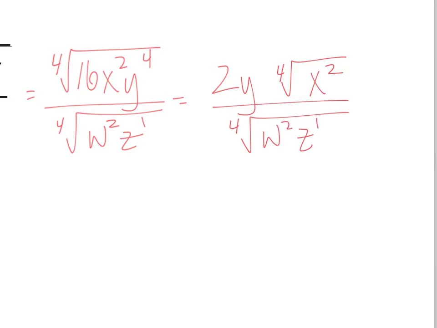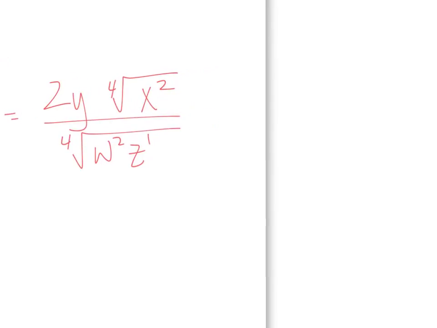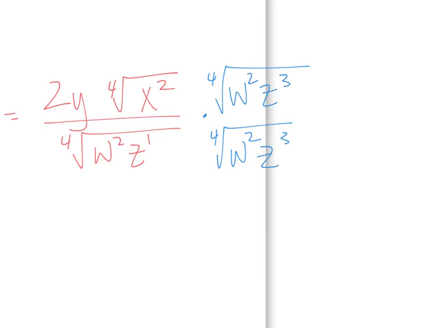So now what I need to do is get rid of the radical in the bottom. You can't leave a radical in the denominator. I need groups of 4, so I'm going to multiply the top and bottom by the 4th root of something. I have 2 w's, I need a group of 4, so I'm going to do 2 more, that makes me have 4. I have 1 z, I need a group of 4, so I need 3 more. And whatever you do to the bottom, you have to do to the top.